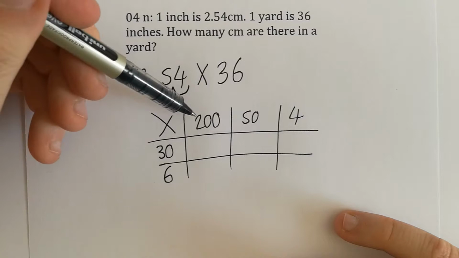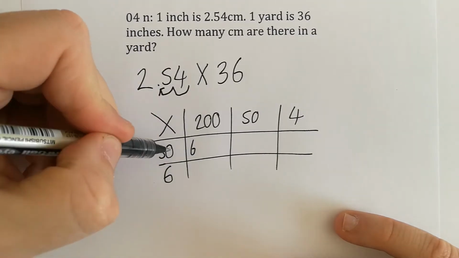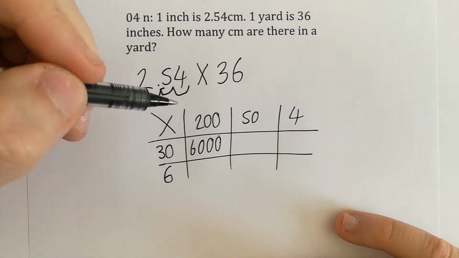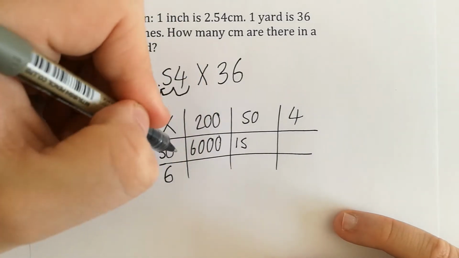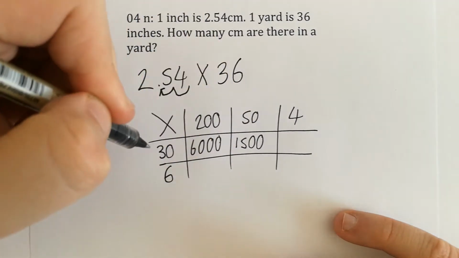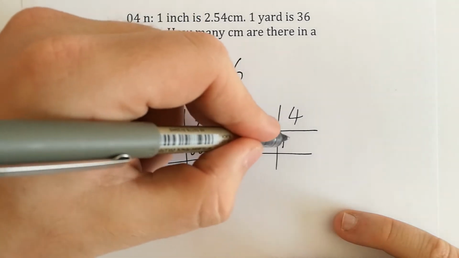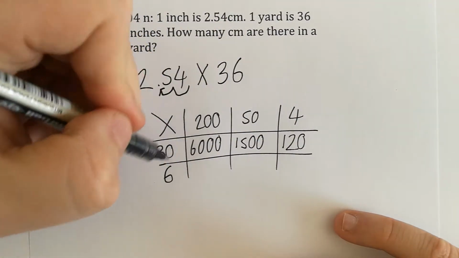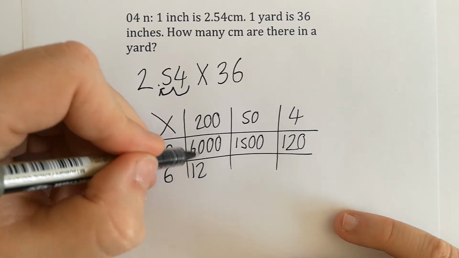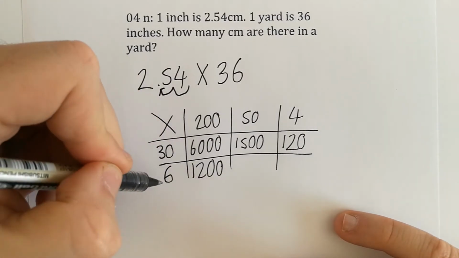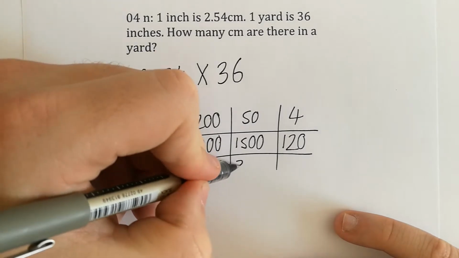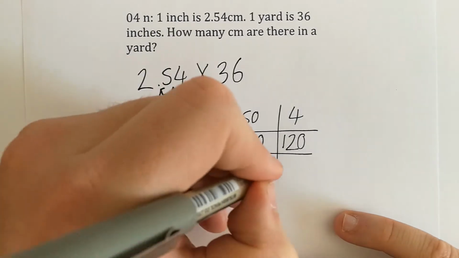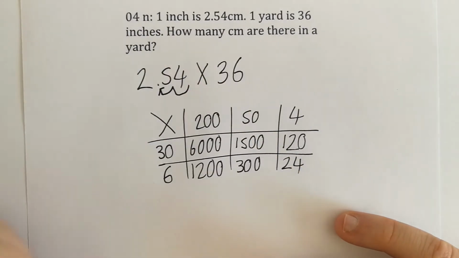So 3 times 2 is 6, and we've got 1, 2, 3 zeros. We've got 3 times 5, which is 15, and we've got 2 zeros to add. We've got 3 times 4 is 12 with an extra 0. There's 2 times 6, which is 12, and 2 zeros. 6 times 5 is 30, and an extra 0. 6 times 4 is 24, and then we need to add these up.